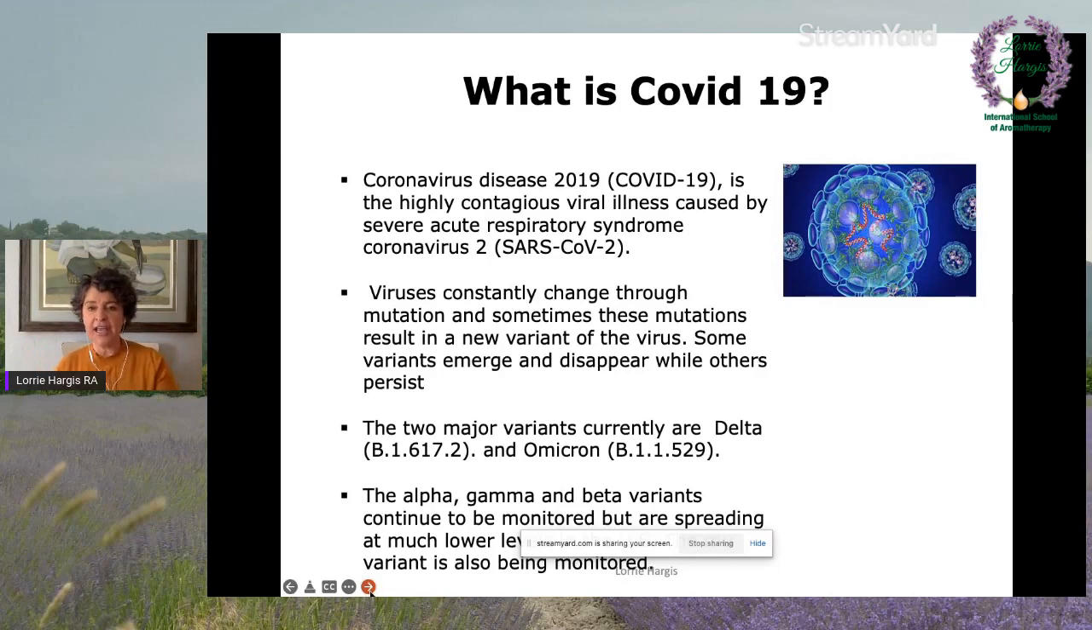Viruses constantly change through mutation, and sometimes these mutations result in a new variant of the virus. Some variants emerge and disappear while others persist. The two major variants currently that we're looking at, now there are others, are Delta and Omicron. The Alpha, Gamma, and Beta variants continue to be monitored, but are spreading at a much lower level.